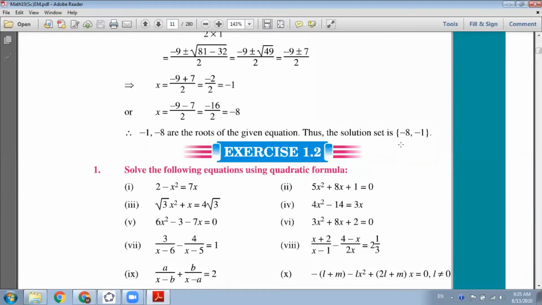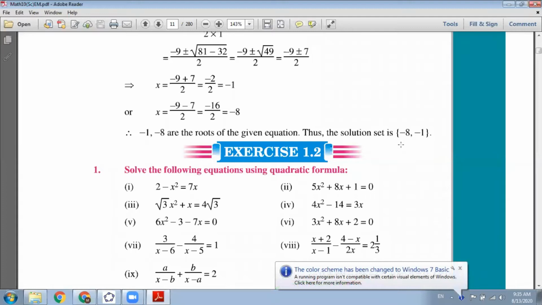Okay, student, now we have to do the exercise 1.2 in which we have to solve the quadratic equation by using quadratic formula. So, how can we utilize the quadratic formula to solve the equation? For this, I'll show you how to do it. So we select question number one.